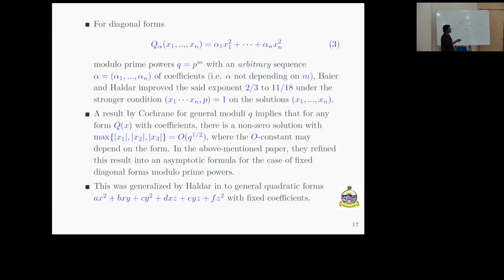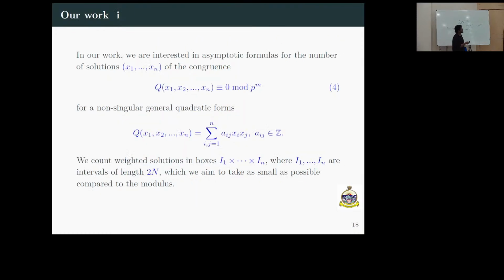But what is our interest today? Our interest today is the general quadratic form in any number of variables. So first let us give the setup. We want to find the number of solutions and capture it in an asymptotic formula. We want to find solutions of q x1 to xn congruent to 0 modulo p for non-singular general quadratic forms, which we already defined, the summation aij xi xj. But I want to find solutions in some boxes, and we have already said the length of the intervals should be as small as possible, right? That means the an should be as small as possible.